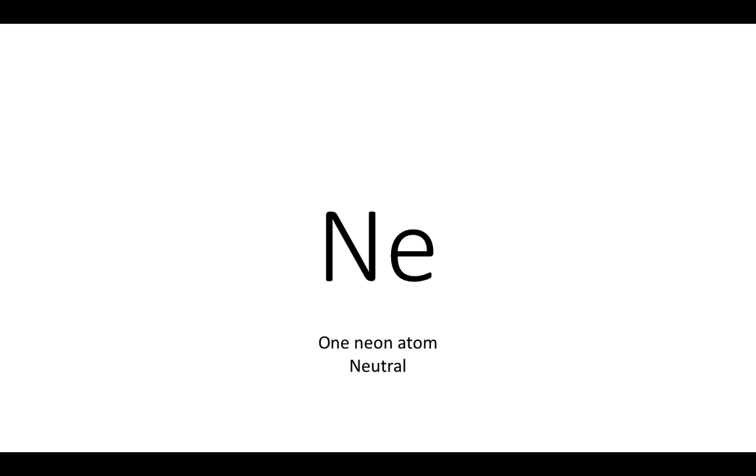So here's an atom of neon. There are no numbers attached. You can tell there's only one element because we have a capital letter and a lowercase letter. Every element always starts with a capital letter. This is just one neon atom all by itself. Nothing super special about it or complicated here.